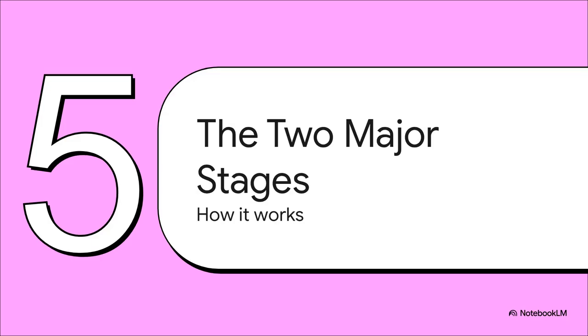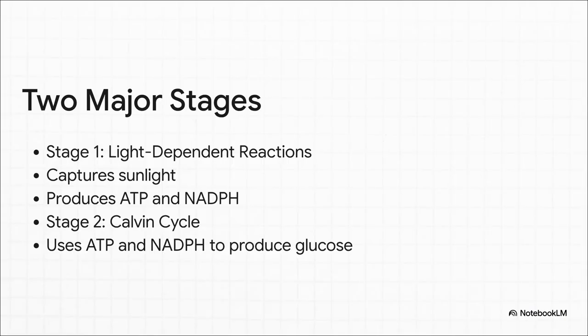Let's move into our final instructional section for today. Section 5, the 2 major stages. Photosynthesis isn't just one single event. It actually occurs in 2 connected stages. Stage 1 is the light-dependent reactions. This stage captures sunlight and produces ATP and a molecule called NADPH.